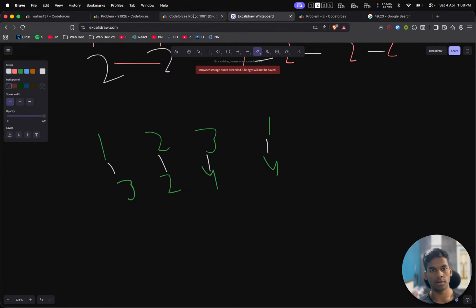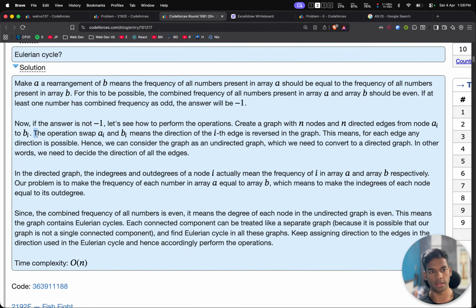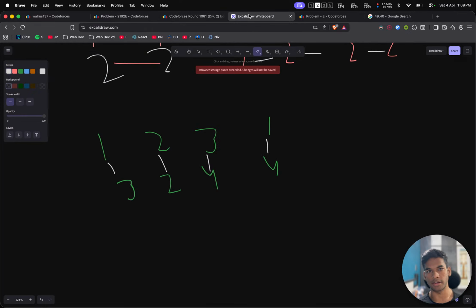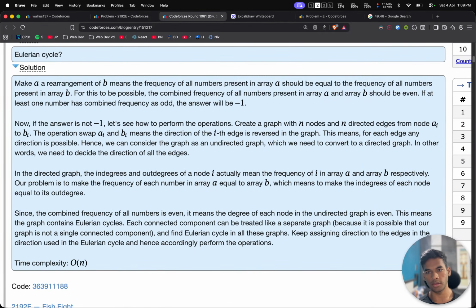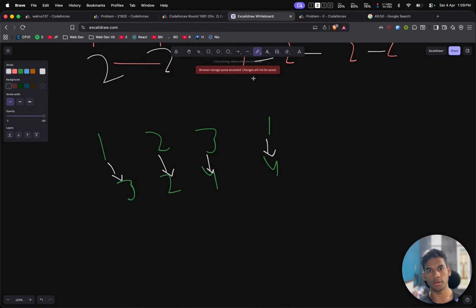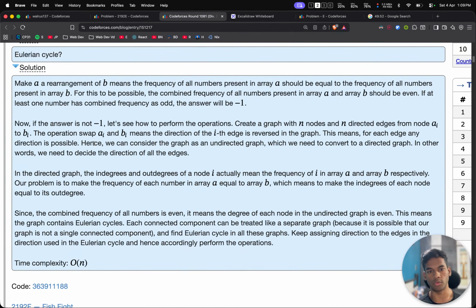Okay, and then the operation swap AI and BI means the direction of edge AI is reversed. Okay, these are directed. Yep, make n directed edges. Okay, so the direction is this. They are all one way. Okay, and swapping means changing the direction of a node.